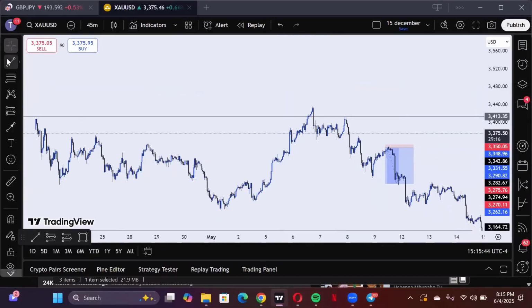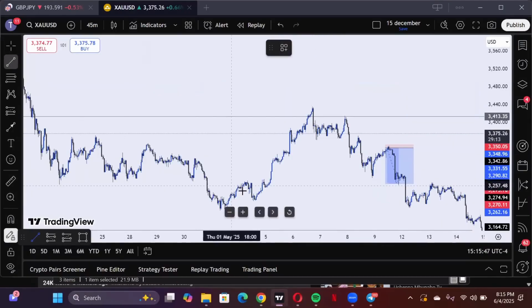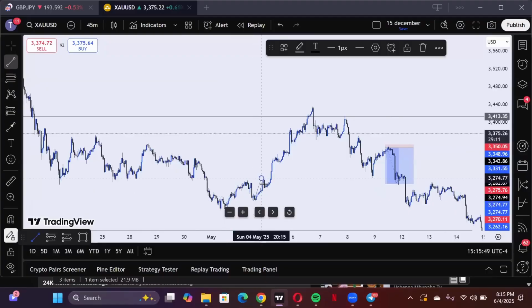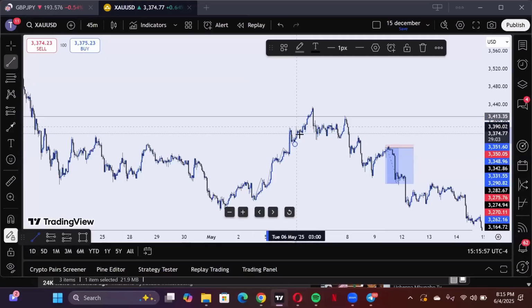But market is moving to the upside. This is an uptrend. You can see market making what? Higher highs, higher lows, higher highs, higher lows, and so on.